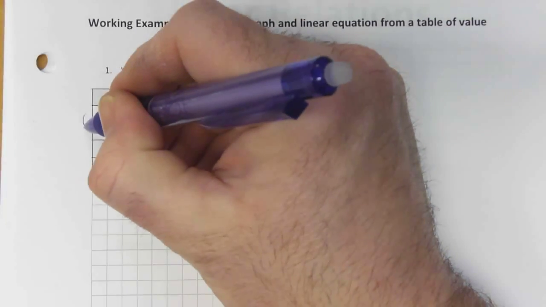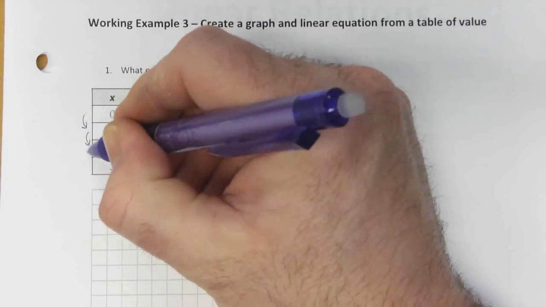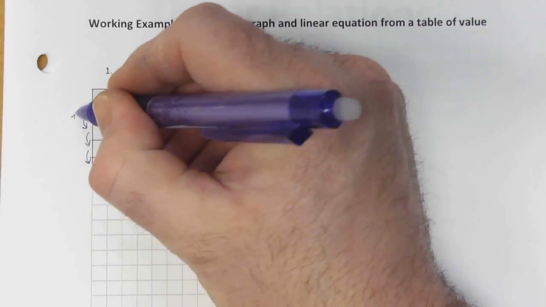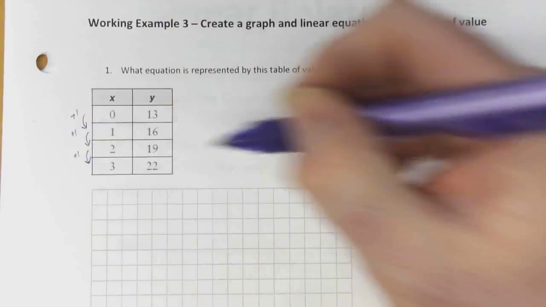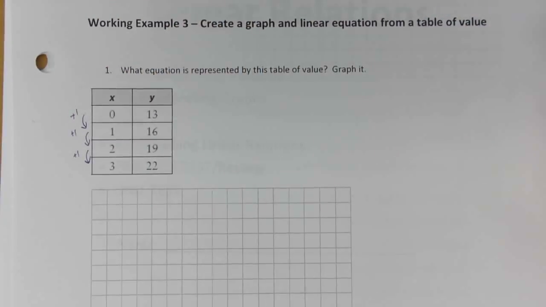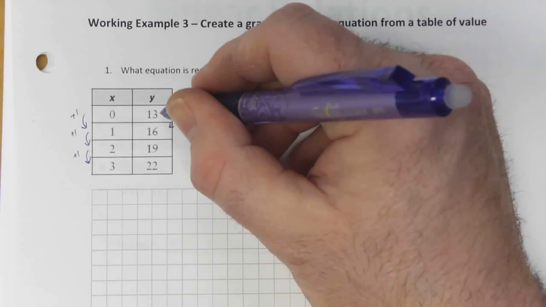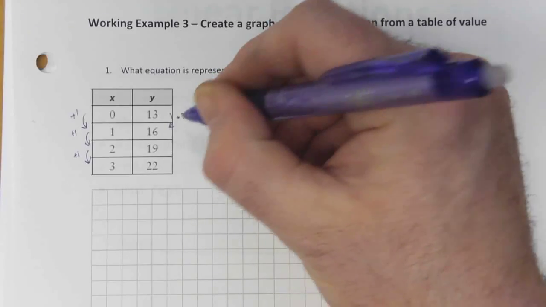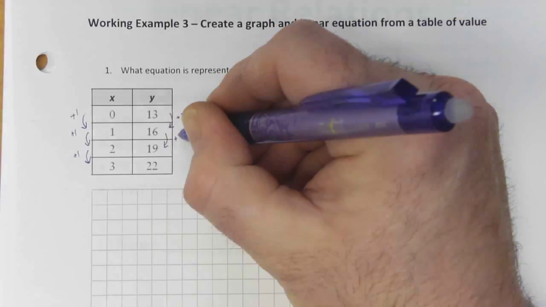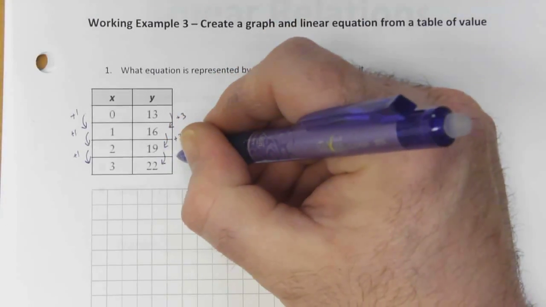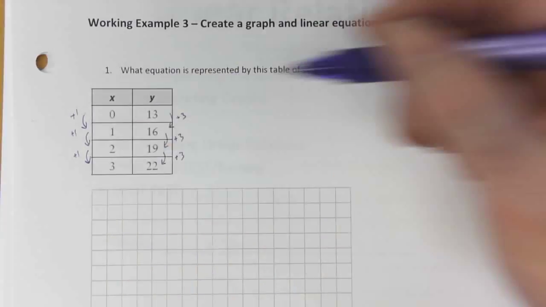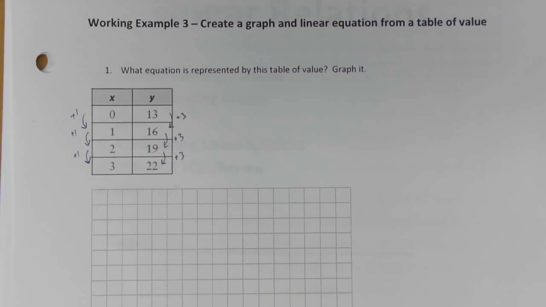We see that this is consistently increasing by 1. So that's consistent, which means this could be linear. This 16 from 13 is an increase of 3. Same here, and same here. So both are consistent on their own, so we know we do have a linear equation involved here.